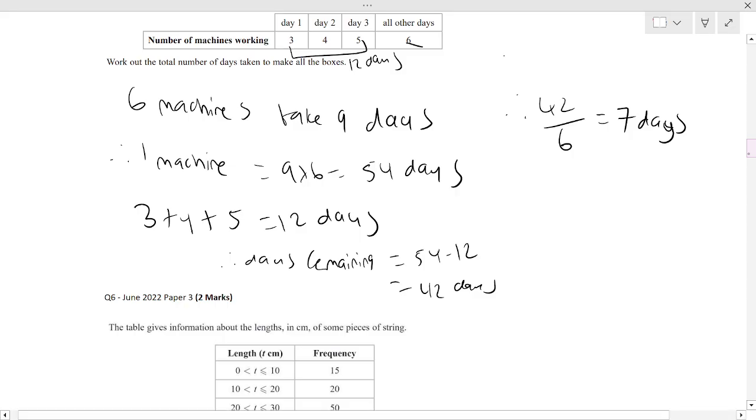Okay. So we know there were 3 days then, 1, 2, 3. And then when there's 6 machines, then we need another 7. So therefore, total days is going to be 3, the first 3 days that we discussed, and then this 7 here. So in total, it'll be 10 days.